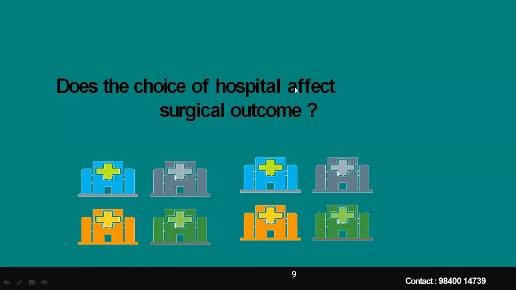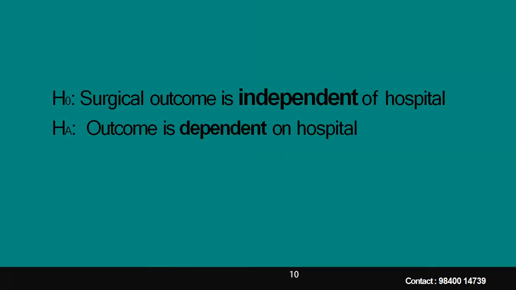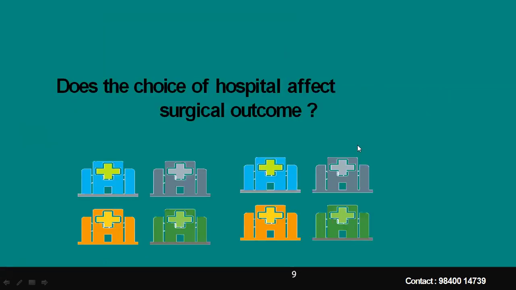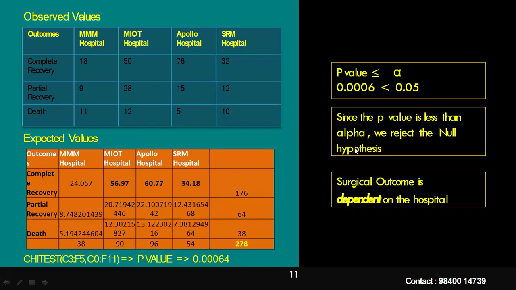So now we have an answer. Does the choice of hospital affect surgical outcome? Yes, that's what we are going to conclude. The null hypothesis is that surgical outcome is independent of hospital, and the alternative is that outcome is dependent on hospital. We are going to reject the null. Yes, outcome is dependent on the type of hospital, obviously.